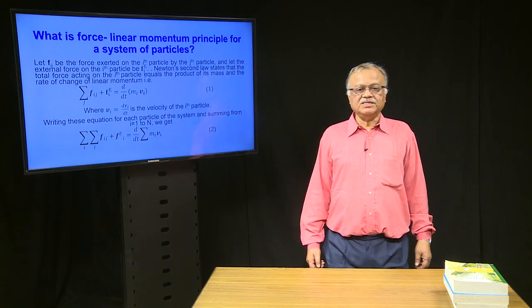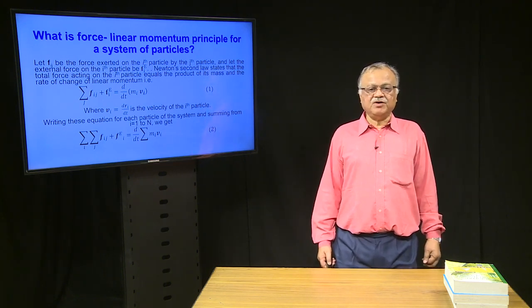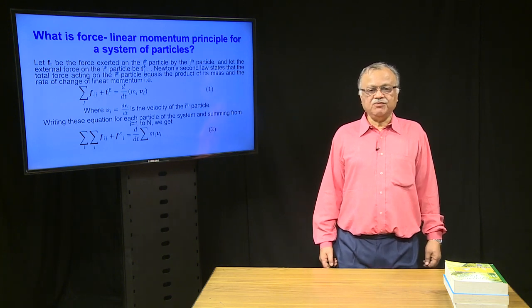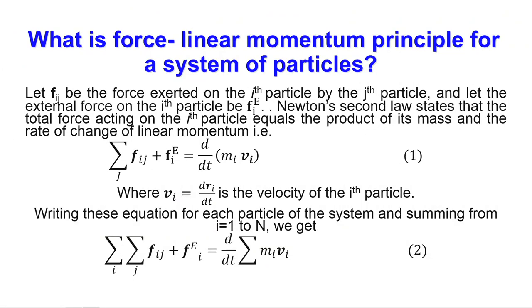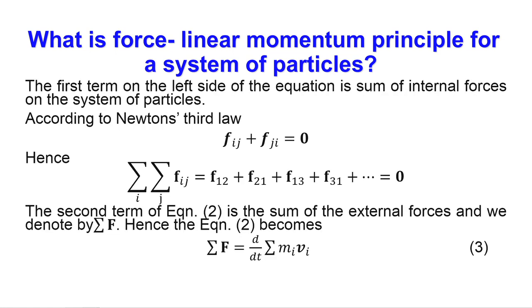Now, equation number 1 is applicable for a single particle, the ith particle. If we sum up this equation for all n particles, then sum over i of sum over j of Fij plus Fie equals d by dt of mi vi. On further simplification, we will see that on the left-hand side, for each Fij term there will always be a term equal in magnitude and opposite in sign.